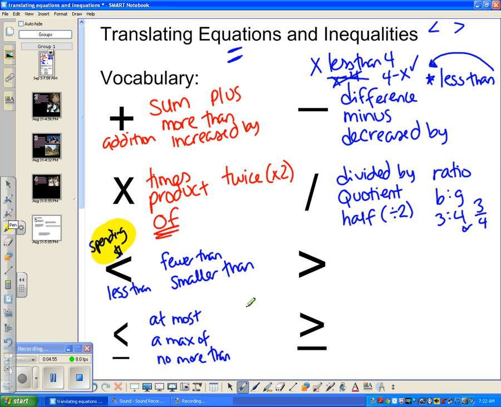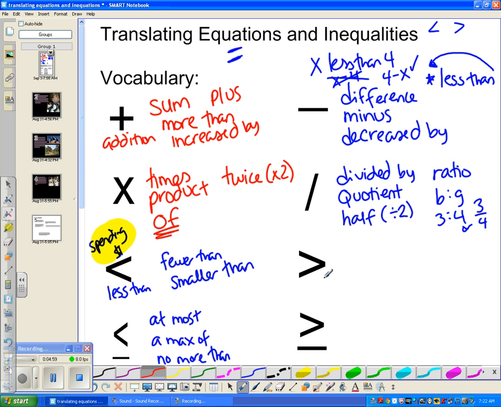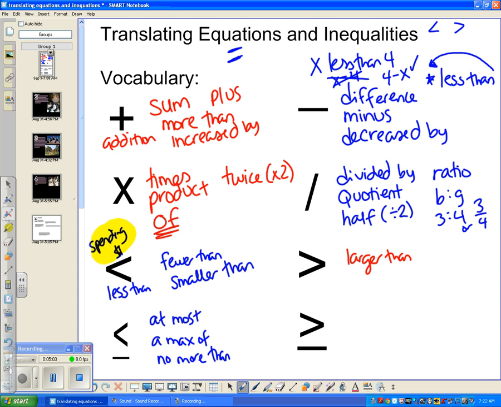Similarly, for the greater than symbols, some words that mean greater than are larger than, or more than.